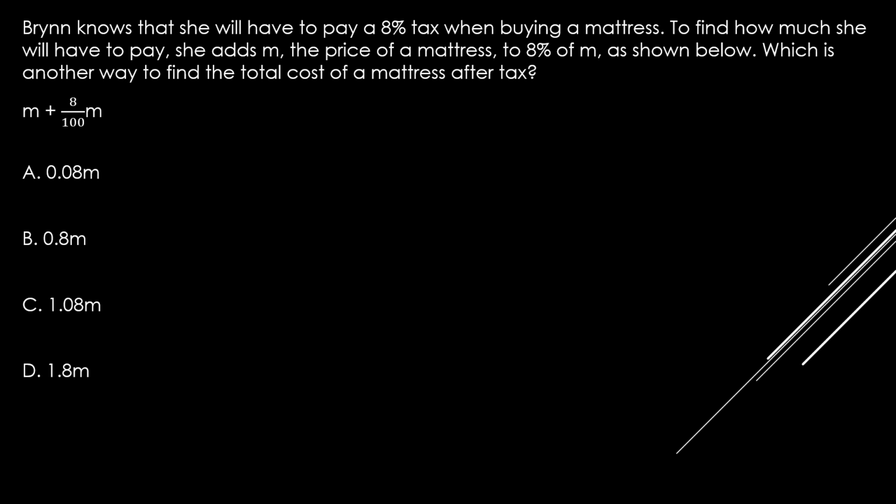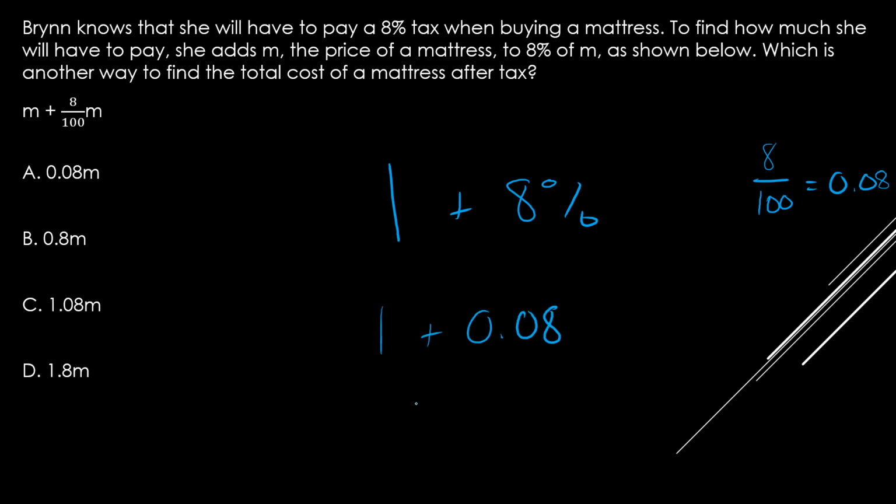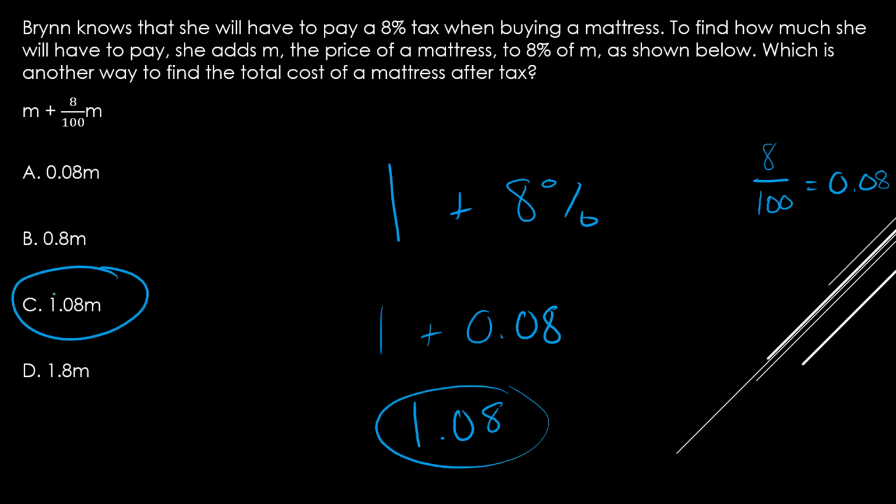Okay, well think about it. You are paying for your mattress, which is 1. So 1 counts as your mattress, and then you're paying this 8% sales tax. If I were to take 8% and change it into a decimal, 8 divided by 100 would give me 0.08. So if I have 1 plus 0.08, I would then get 1.08. So this 1.08 M is another equation that she could use to find the price of her mattress after tax.